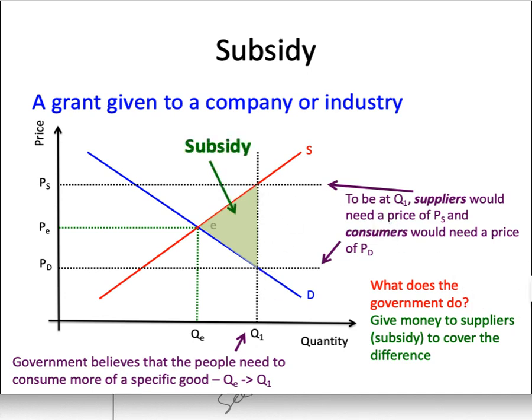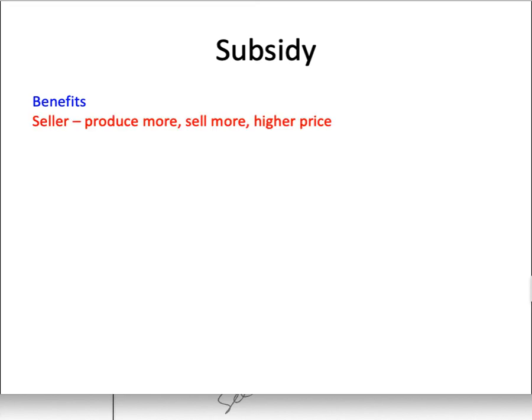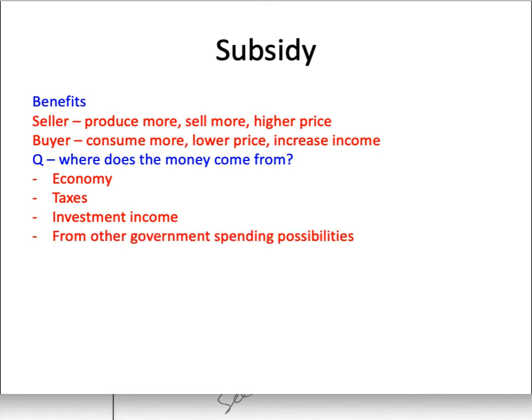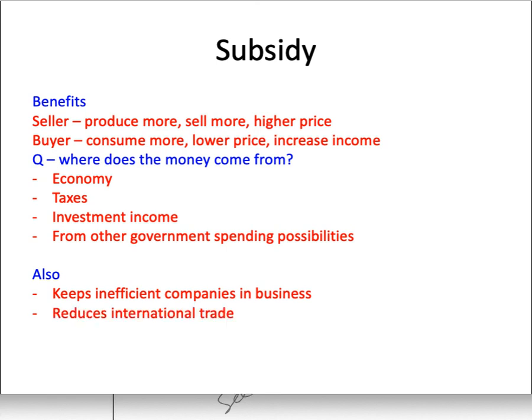And so suppliers get more money, consumers pay less money, and more quantity is sold and purchased, so that's all great. However, where does this money come from? It comes from the economy: taxes, investment income, from other things that the government could be spending on, etc. Also, it's inefficient. Inefficient companies will be in business longer than they probably should be, theoretically. It reduces international trade because international markets cannot compete as well with local companies that have subsidies in their pocket.